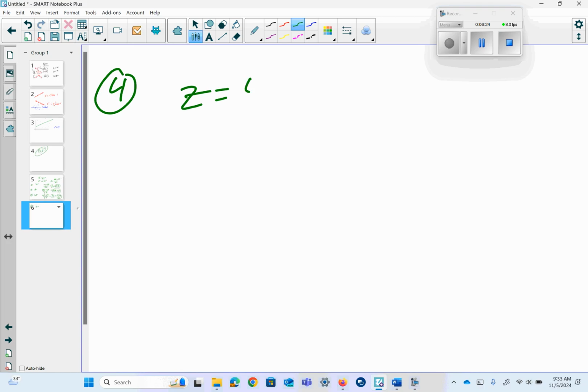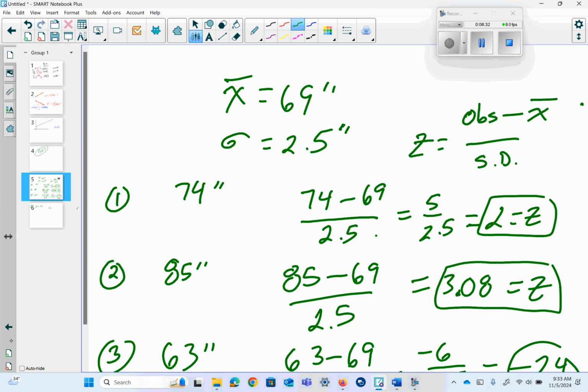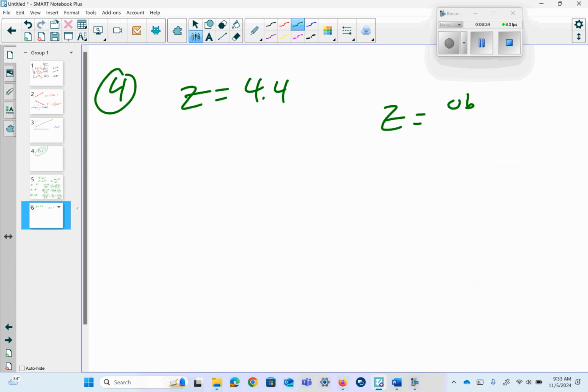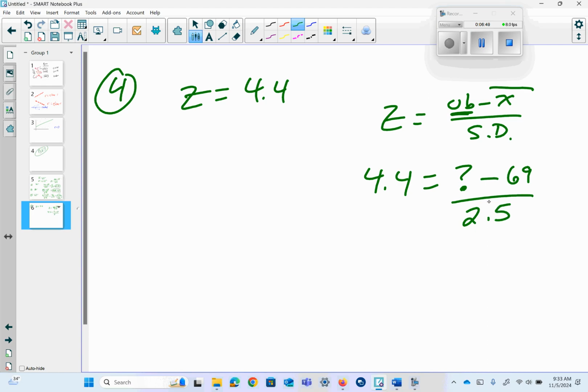They say that he already has a z-score of 4.4. So we know our z-score equation is this: observed minus the mean over the standard deviation. So we know it's 4.4 here. We don't know what the observed value is, so I'm just going to make that a question mark. We said the mean was 69, and the standard deviation was 2.5. So if we do this backwards, this is going to tell us what his actual height is.